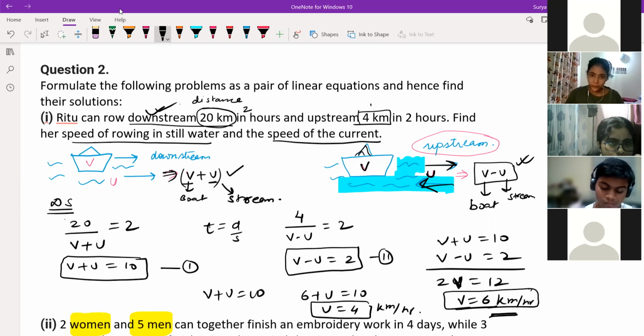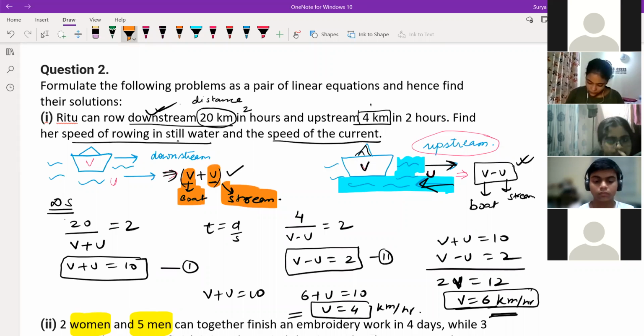So who is having doubt? Please let me know. Who is having doubt in any steps? Sir, so U is the stream. Yeah, don't confuse here. I've written here first only. V is boat, U is stream, and remember that boat speed is always more than stream speed, otherwise it can't move.